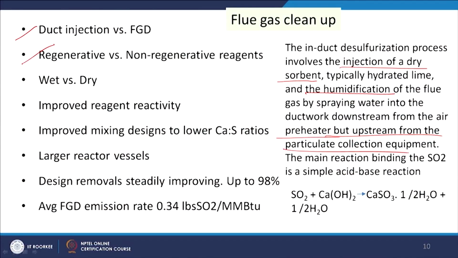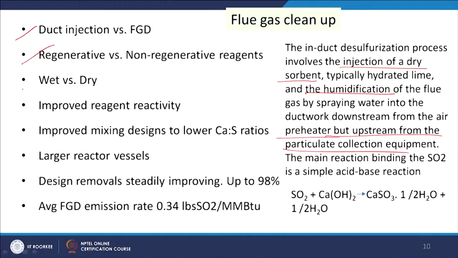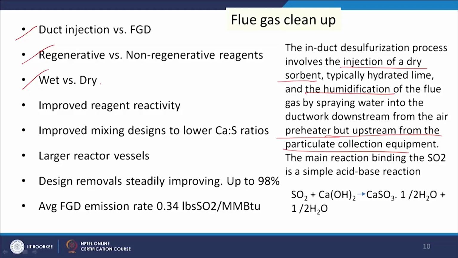Now, regenerative and non-regenerative reagents, we can use the reagents which are regenerative in nature, so that it will help the economy of the process. Wet and dry methods are there. So, wet method flue gas cleanup, and dry method is also developed in recent years. If we want to use the wet process, then we have to reduce the temperature of the flue gas, and in dry process it can remove the pollutants at high temperature also. That is why there will be some variation in the economy also.